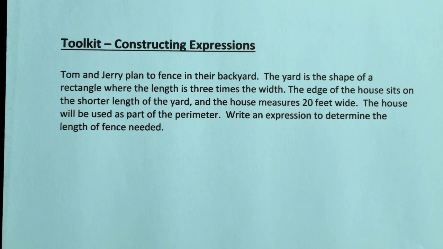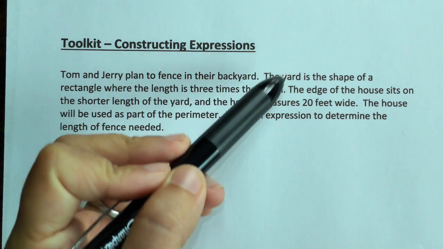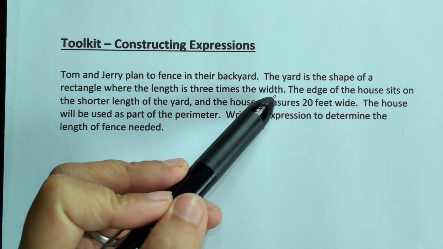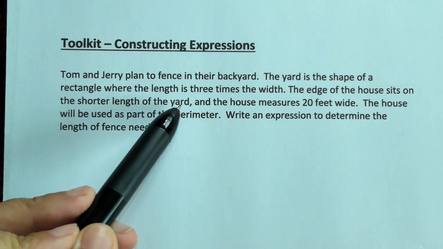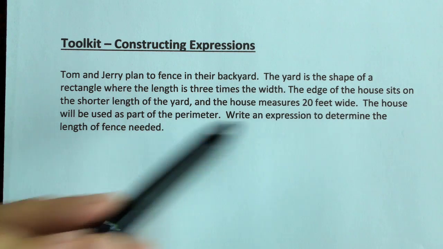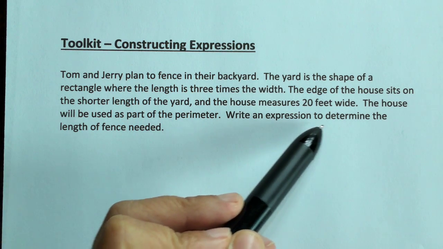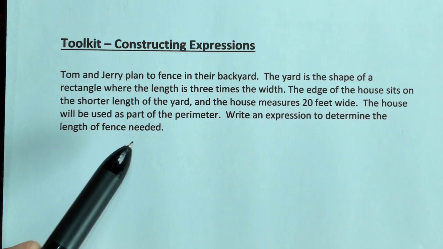It says Tom and Jerry plan to fence their backyard. The yard is the shape of a rectangle where the length is 3 times the width. The edge of the house sits on the shorter length of the yard. The house measures 20 feet wide. The house will be used as part of the perimeter. Write an expression to determine the length of the fence. Okay, so that's what we're going to try to work on.